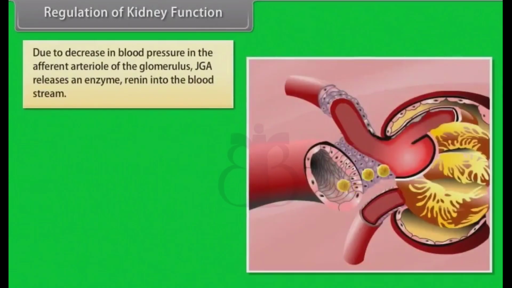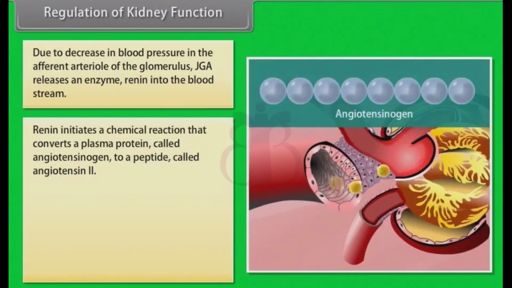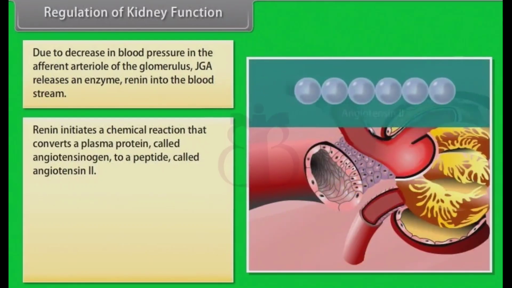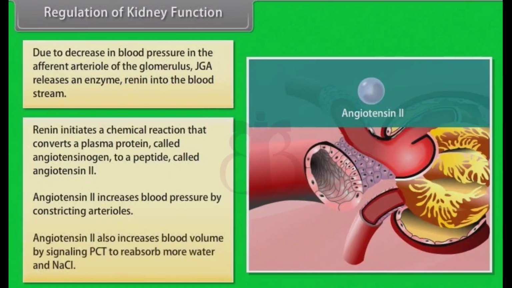Due to the decrease in blood pressure in the afferent arteriole of the glomerulus, the JGA releases an enzyme, renin, into the bloodstream. Renin initiates a chemical reaction that converts a plasma protein called angiotensinogen to a peptide called angiotensin II. Angiotensin II increases blood pressure by constricting arterioles. Angiotensin II also increases blood volume by signaling the PCT to reabsorb more water and NaCl.